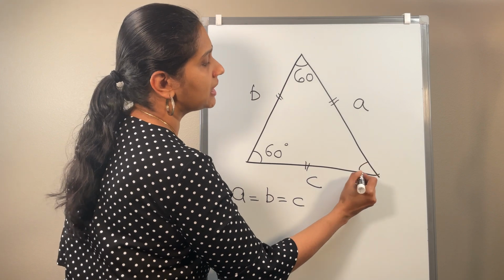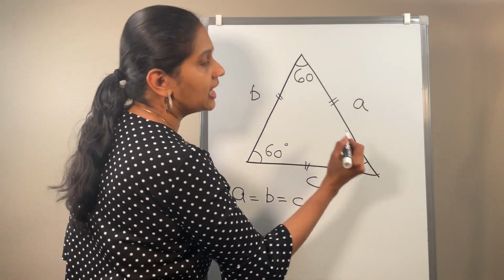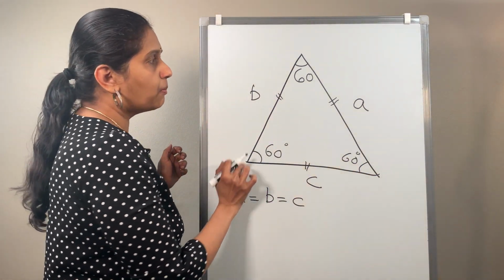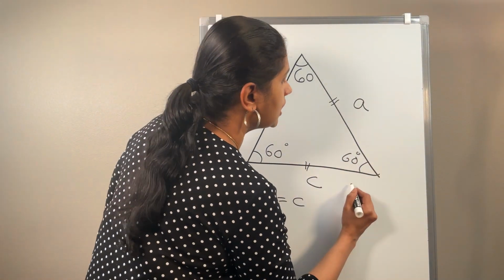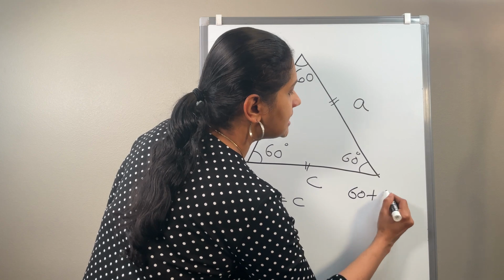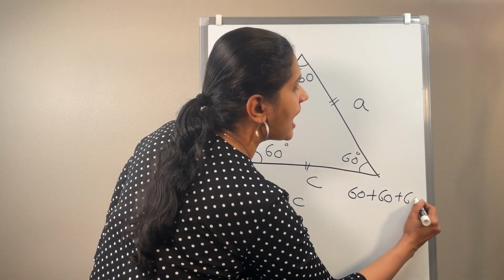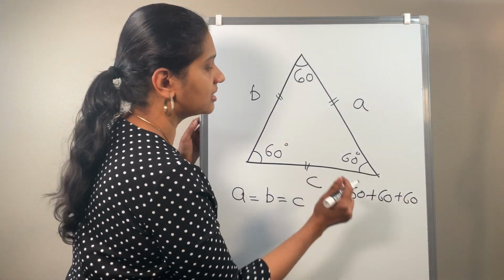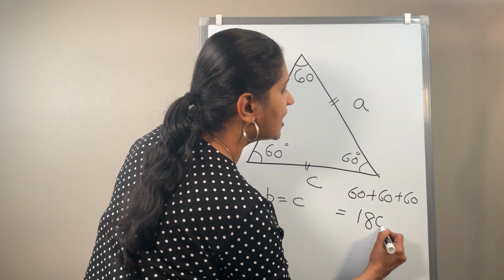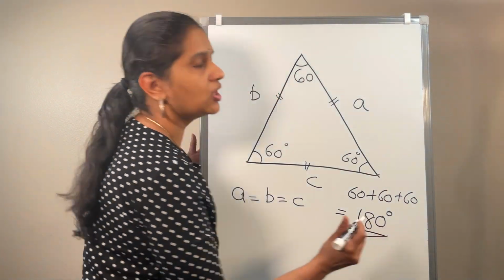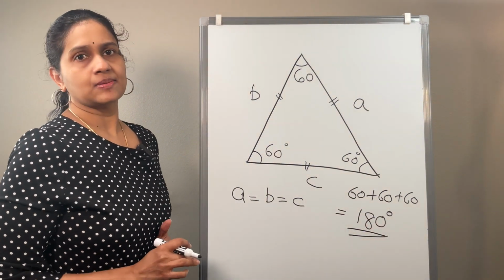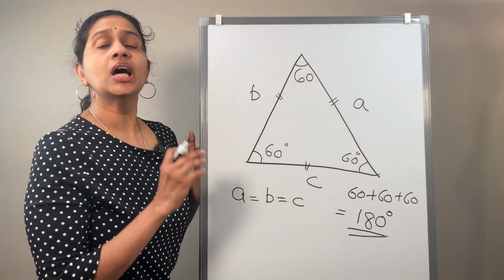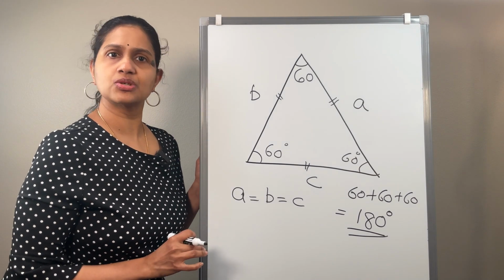Each angle will be equal to 60 degrees, and the sum of these three angles of an equilateral triangle will be equal to 180 degrees. That is, you add all the three angles, and the sum will always be equal to 180 degrees. So this is the basic thing about the equilateral triangle.